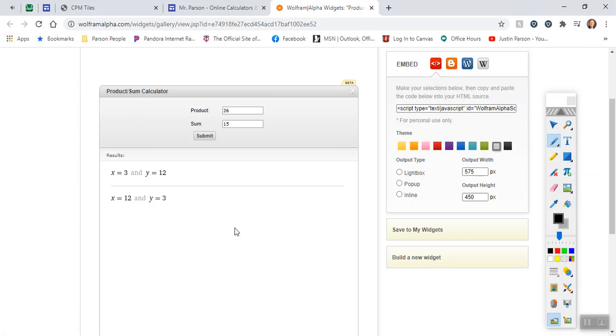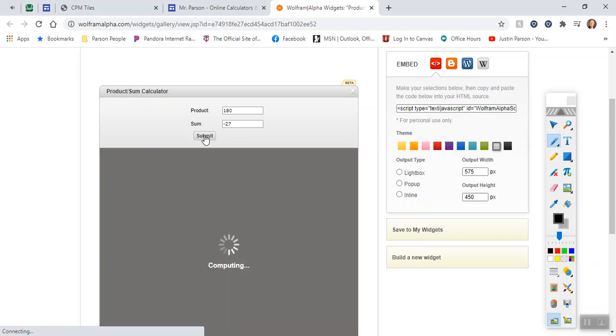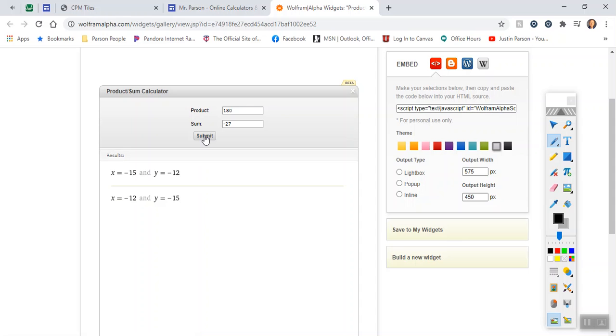But I'm going to go in here, and I'm going to say, all right, what's the product need to be in the example I just wrote down, kids? So I put positive 180, and what do I have to put in for this next one, though? You want negative 27. Then I'm going to hit submit. I don't know, your eyes might be better than mine. Can you read these values up here? Negative 15 and negative 12.